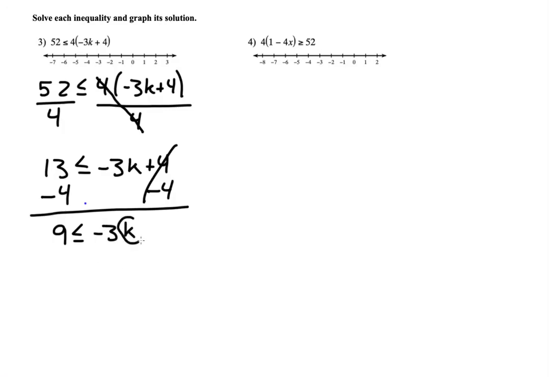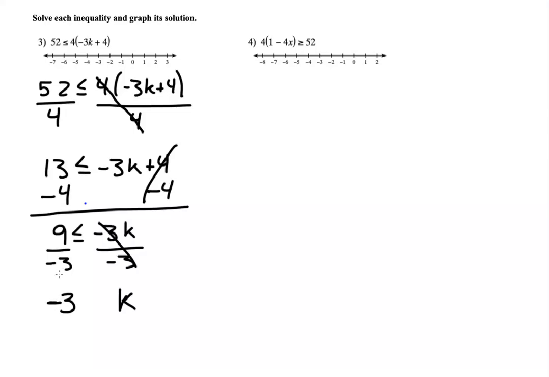I want to isolate my k. So the opposite of times -3 is to divide by -3. And if I divide the right side by -3, of course I have to divide the left side by -3. So on my right side, that cancels. I'm left with just k. And on the left side, I have 9 divided by 3, which is 3. And a positive divided by a negative is a negative.